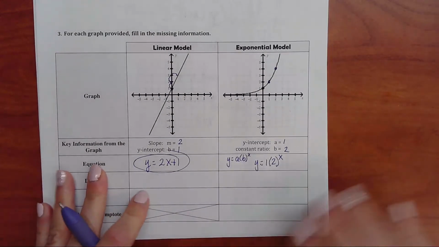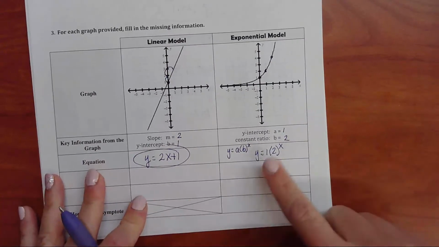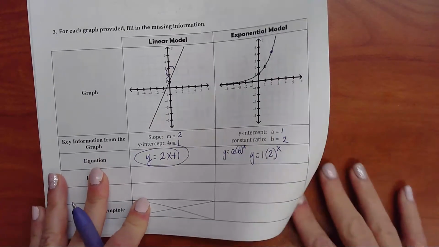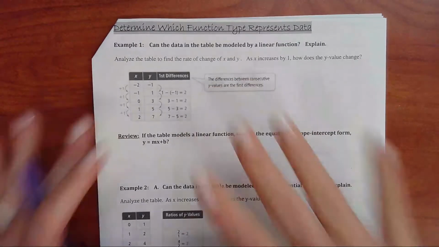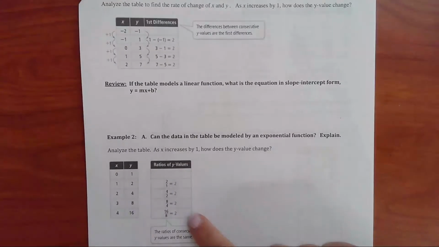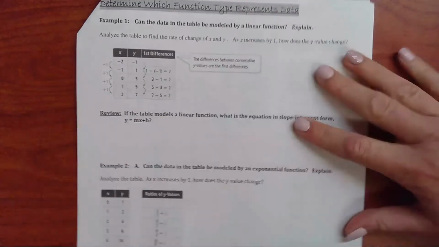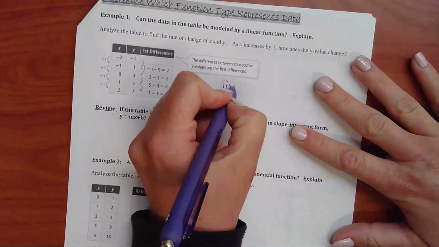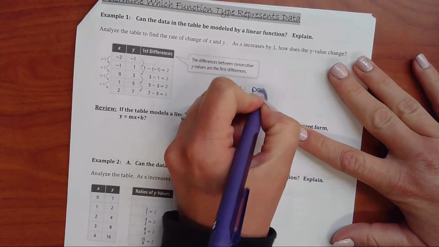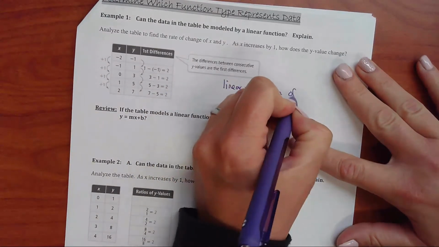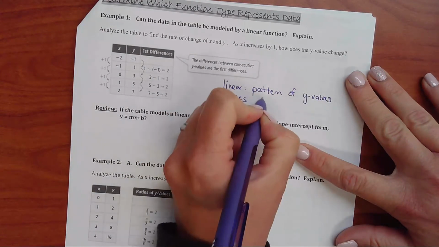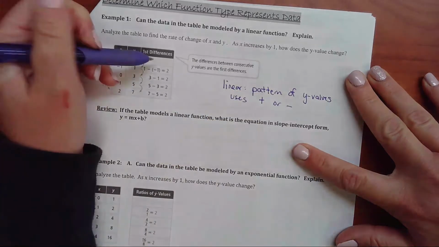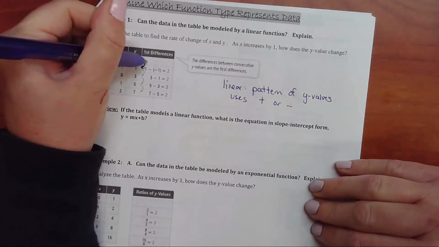And writing equations. So we've done these all before. This most recently, this you've been doing probably since like 6th grade. But I want to just kind of review again what to look for in tables to determine whether it's linear or exponential. Linear, from a table, you know that it's linear when the pattern of the y values uses addition or subtraction.